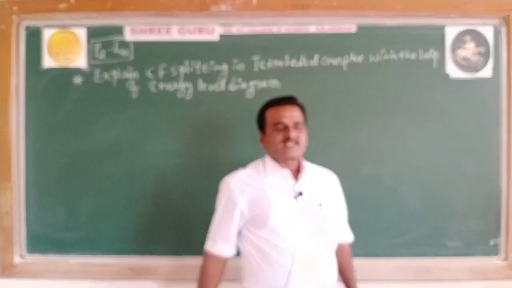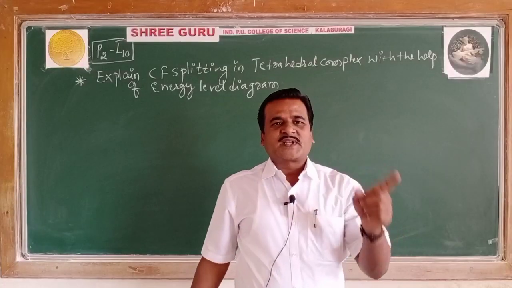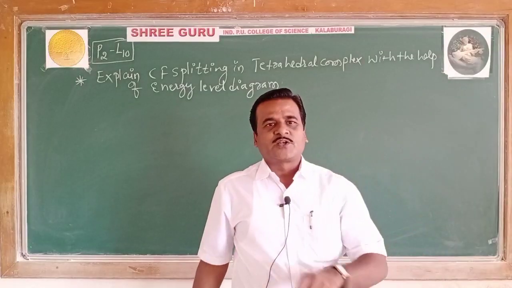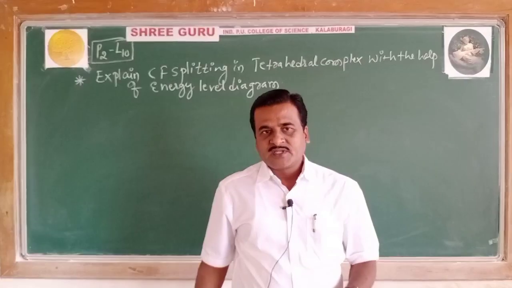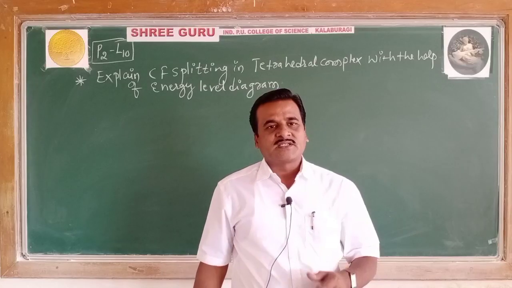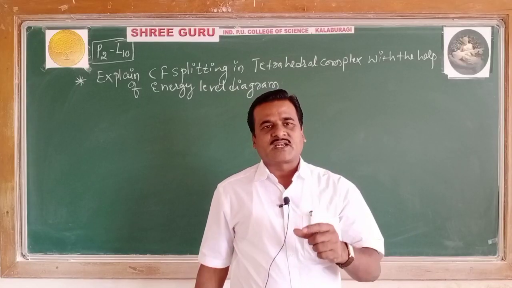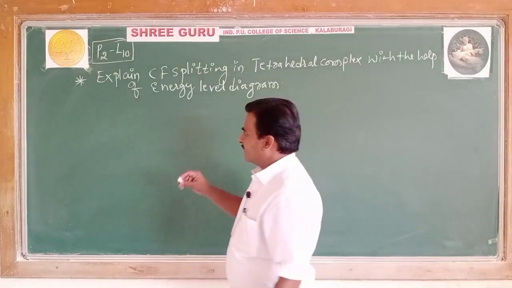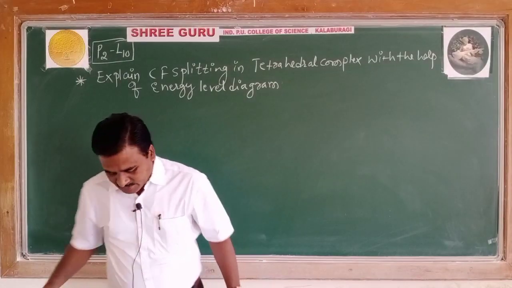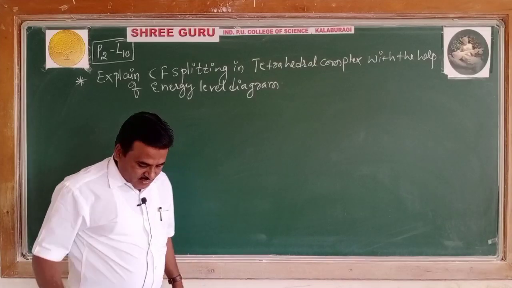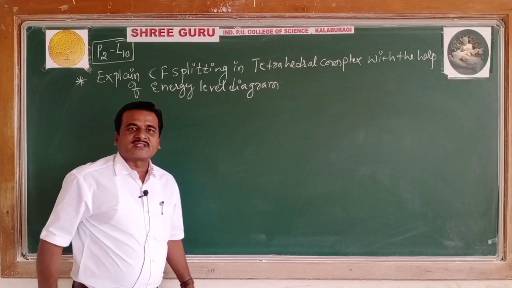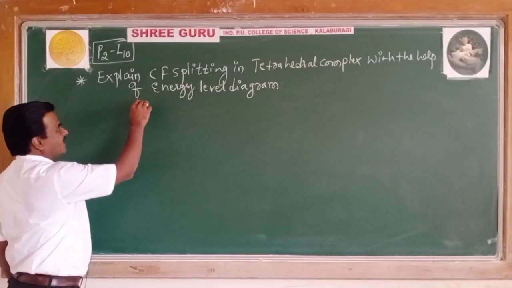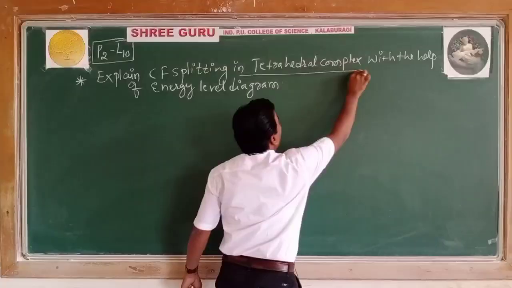Well, dear students, when the complex is octahedral, the central metal atom is surrounded by 6 ligands. But in the tetrahedral complex, the central metal ion or atom is surrounded by 4 ligands. Here I can say the repulsion between the metal atom or ion and the ligand is noticed less in the case of tetrahedral complexes.